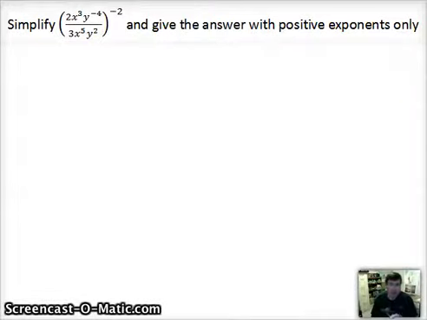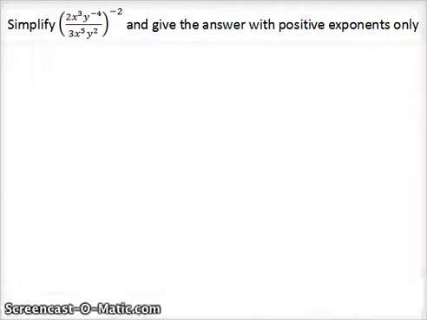Okay, let's see if we can work this problem. This is simplifying a rational expression with a lot of different powers and negative powers.